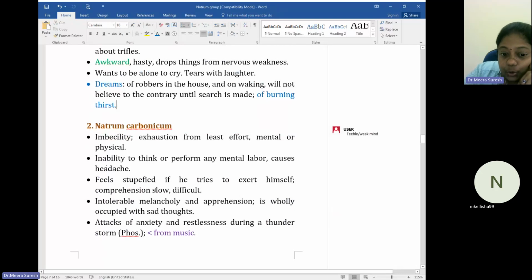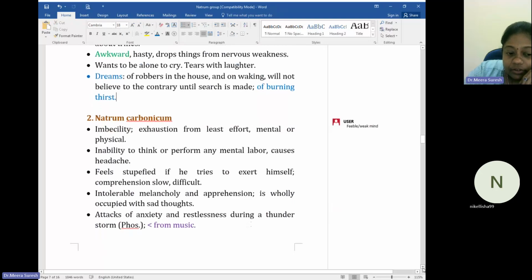And if he is trying to do something forcefully, because that is going to be too exhausting for him, he feels stupefied, like a vertigo or a complete stupid disordered arrest of functioning, or whatever we can say. If he is going to do that, the comprehension will be slow and difficult. So all these things, which are from too much mental labor, the comprehension slow, difficult, imbecility, everything is coming from the carb present in that Natrum carb.